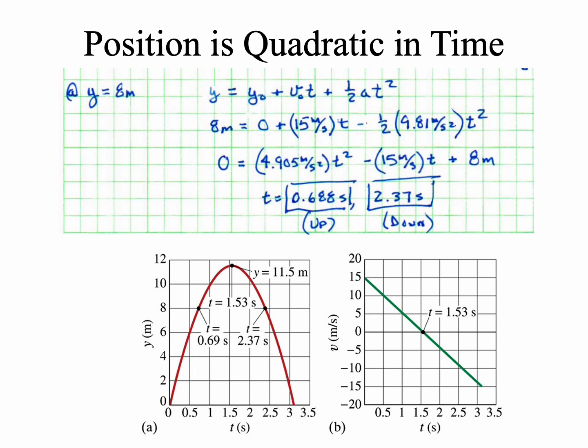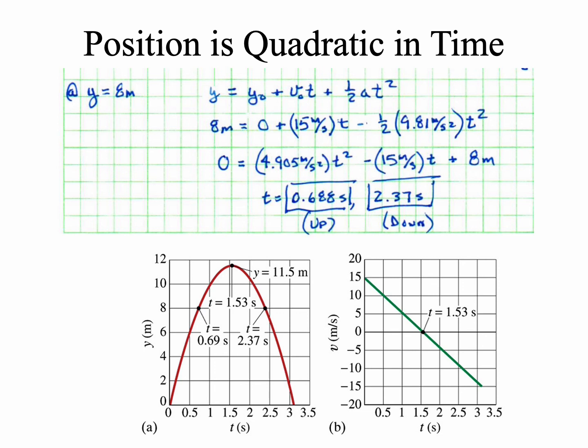And so I'm using the second constant acceleration equation. Y is equal to the initial value of y plus the velocity initial times the time plus 1/2 the acceleration times the time squared. I'm putting in 8 meters for the final value y. 0 meters is the initial position, 15 meters per second, and then minus 9.81 meters per second squared for the acceleration. And you can see I have a quadratic equation in time.